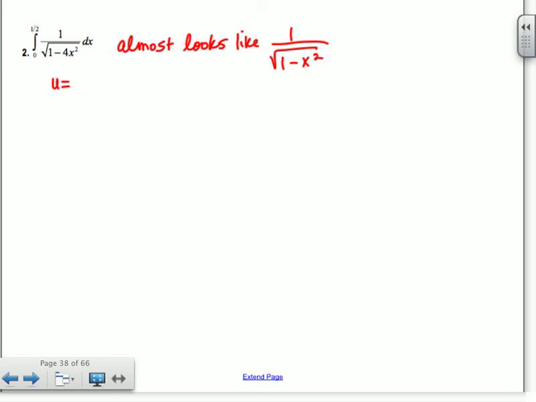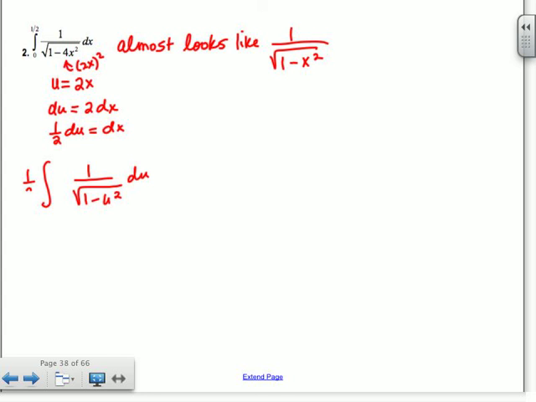What U substitution could we make? 4x? Not 4x, close. What's being squared? 2x. Light bulb moment. So that means this in here was 2x being squared, so that's our U squared. So we now have 1 over the square root of 1 minus U squared du with a 1/2 out front.